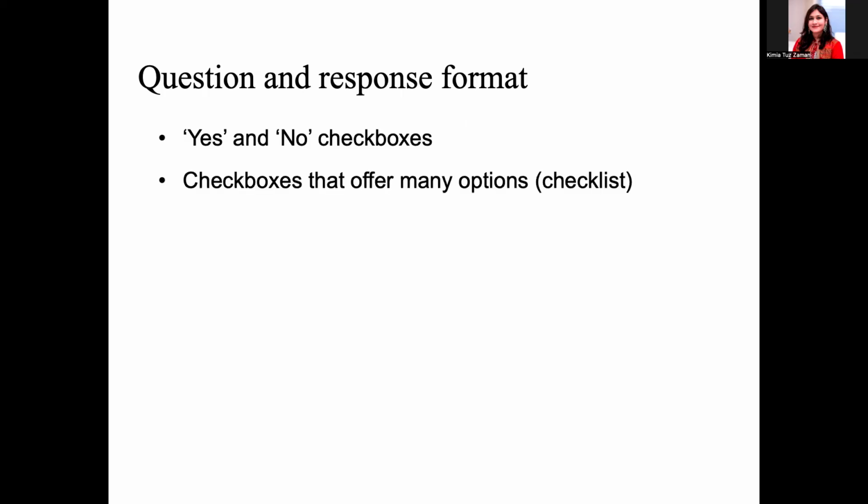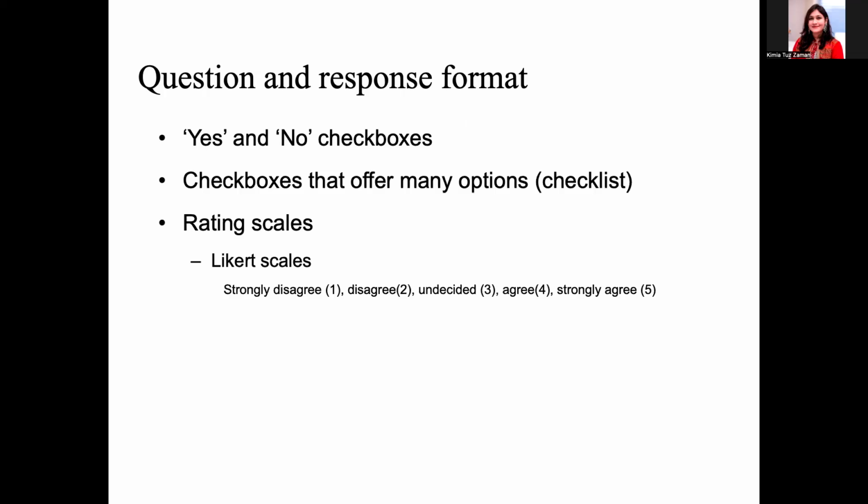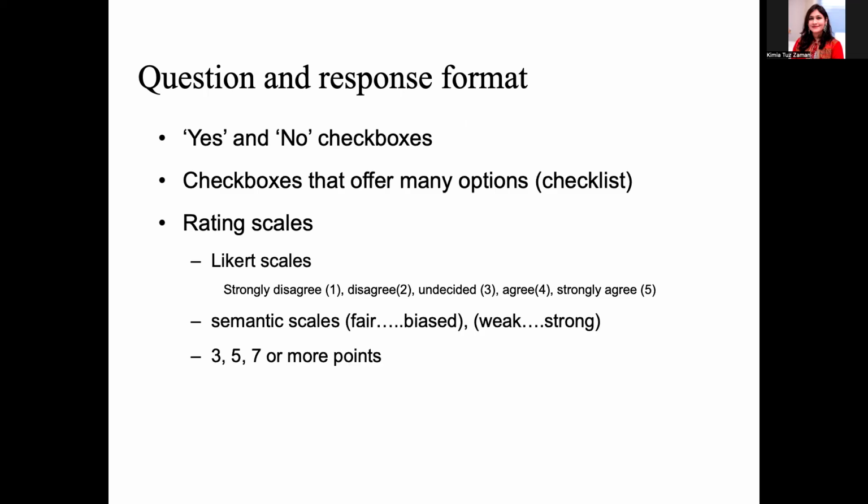On response formats, use yes or no checkboxes for binary facts, checklists when multiple options may apply, and rating scales for intensity. Likert items run from strongly disagree to strongly agree, usually 5 to 6 points. Semantic differentials use adjective pairs like fair, biased, or weak, strong, and include an open-ended box when you need explanation. Most importantly, make options mutually exclusive and exhaustive.